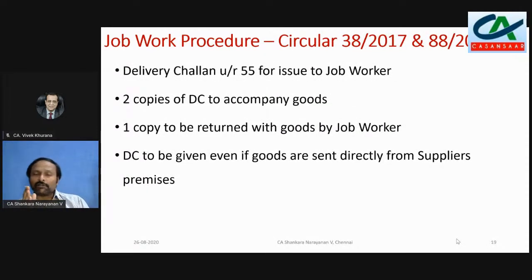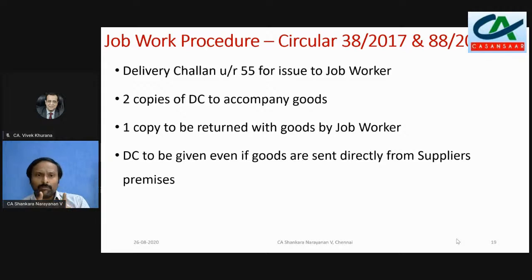Circular number 38 of 2017 and 88 of 2019 are two critical circulars which detail all the processes in terms of job work related activities. A few of the processes I have captured here. A delivery challan under Rule 55 has to be issued to the job worker. 3 copies of the delivery challan shall have to be raised. 2 copies accompany the goods, meaning the original and the duplicate for the transporter. Both will go to the job worker. The transporter copy will go along with the transport. The original can be sent separately, or it can also go along with the goods.